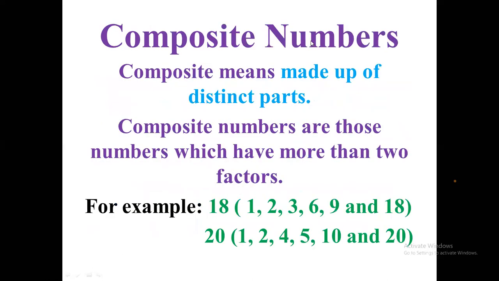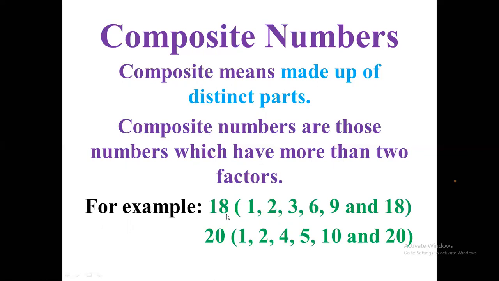Next we have composite numbers. Before moving towards composite numbers, understand the word composite. Composite means made up of distinct parts or several parts. In the same way, composite numbers are those numbers which have more than 2 factors. More than 2 factors means composite numbers are made up of several tables or several factors.